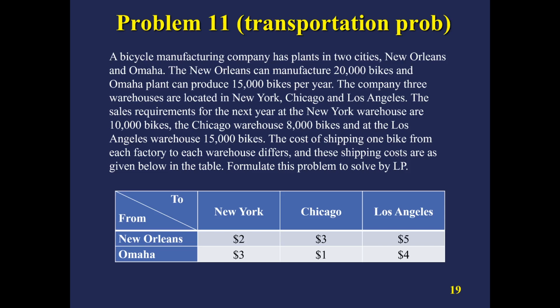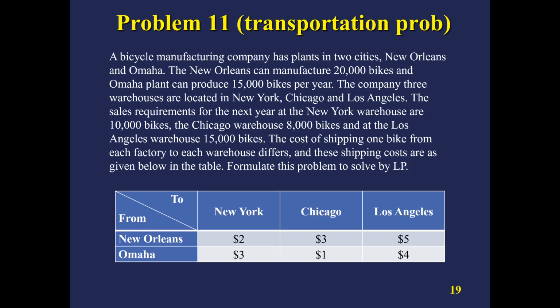A bicycle manufacturing company has plants in two cities, New Orleans and Omaha. The New Orleans plant can manufacture 20,000 bikes and the Omaha plant can produce 15,000 bikes per year. The company's 3 warehouses are located in New York, Chicago, and Los Angeles. The sales requirements for the next year at the New York warehouse are 10,000 bikes, the Chicago warehouse 8,000 bikes, and the Los Angeles warehouse 15,000 bikes. The cost of shipping one bike from each factory to each warehouse differs, and these shipping costs are given below in the table. Formulate this problem to solve by LP.